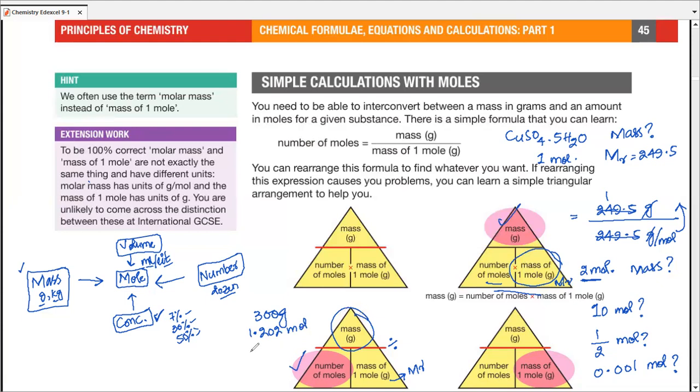This time I really took a small amount. I took only 10 grams of copper sulfate. How many moles do you have this time? 0.040. Great.